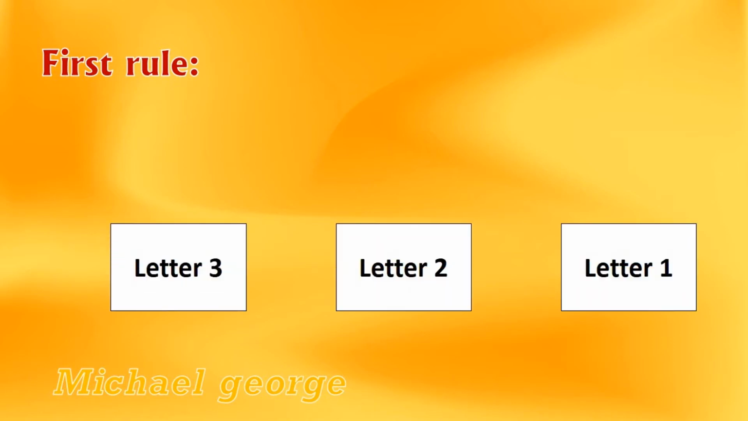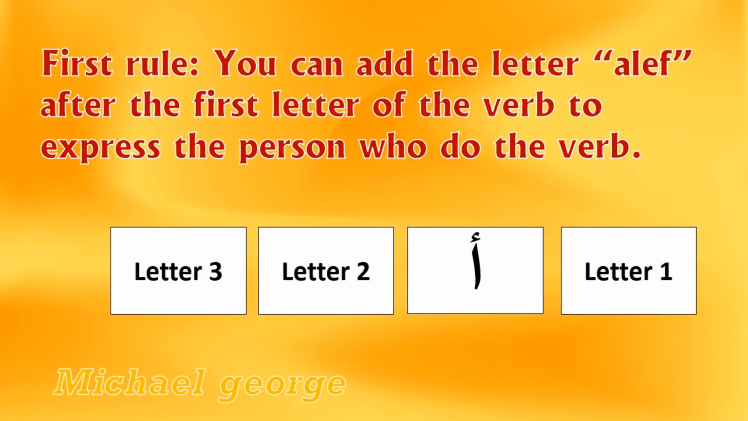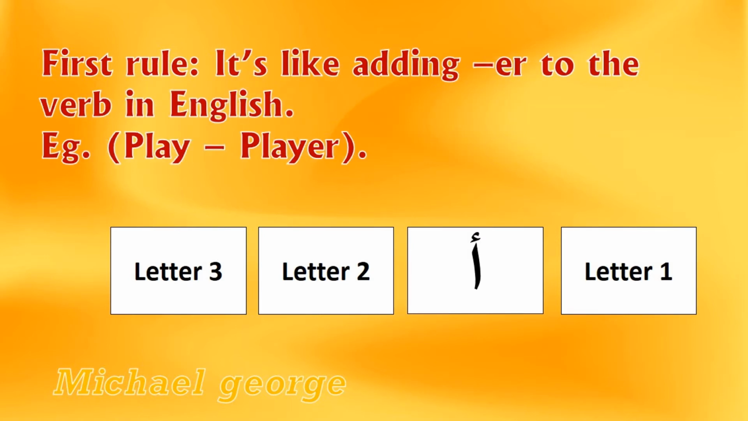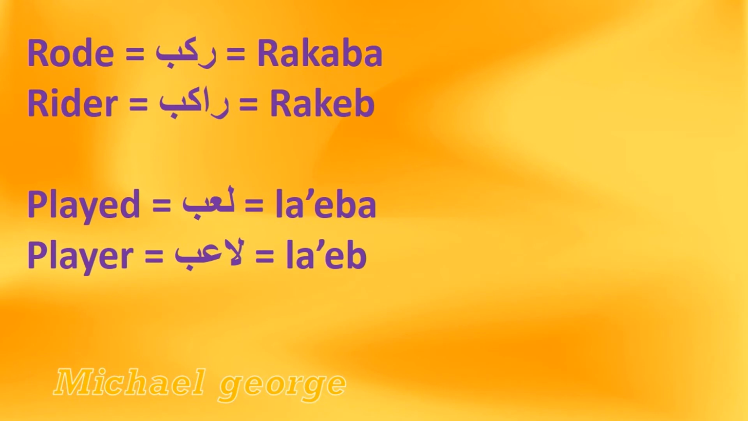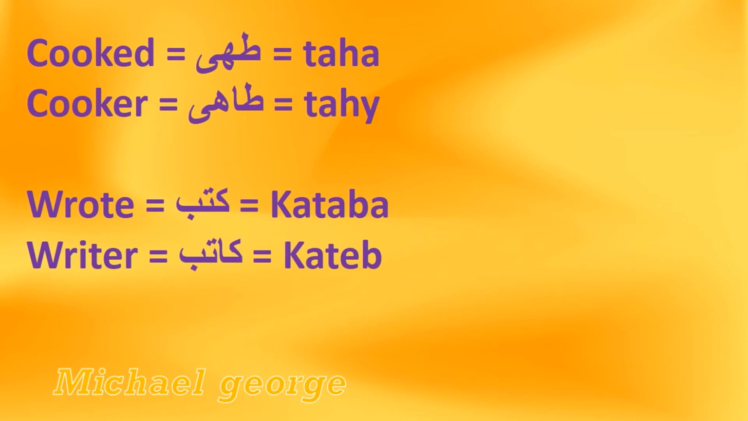Here are the 3 characters of the verb. You can add the letter alif after the first letter of the verb to express the person who does the verb. It's like adding er to the verb in English. For example, rakaba means rode, rakib means rider, laiba means played, laib means player. Here is another example: taha, tahi, kataba, katib.